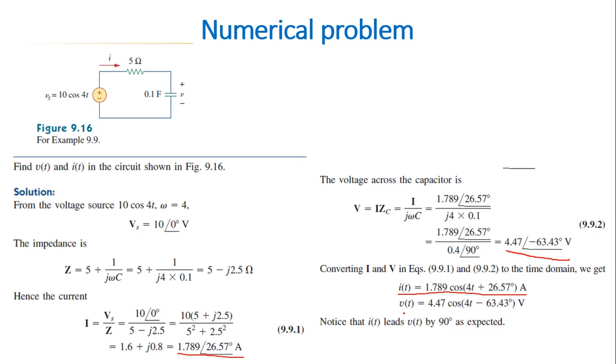Now if you compare i of t and v of t, you can see there is a phase difference of 90 degrees between current and voltage. We know that in a capacitive circuit, current leads voltage by an angle of 90 degrees. So again in this problem that is proved: I leads V by 90 degrees as expected.